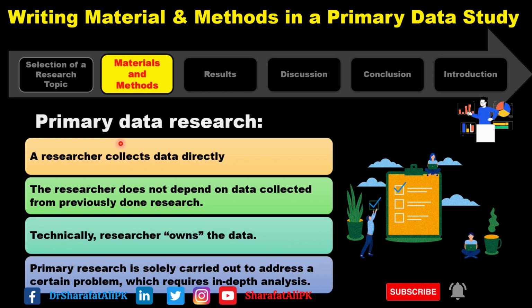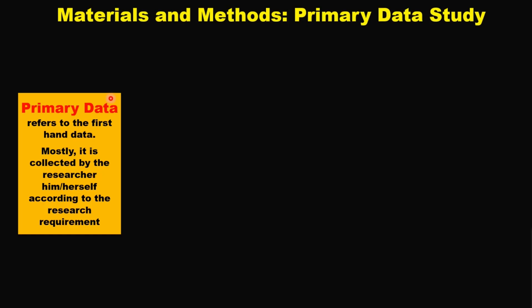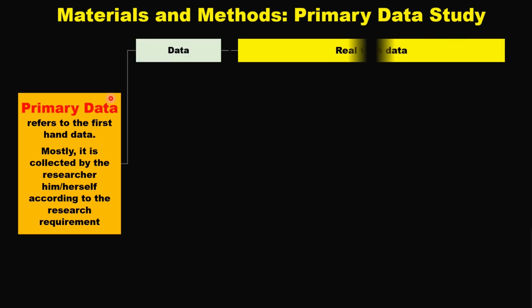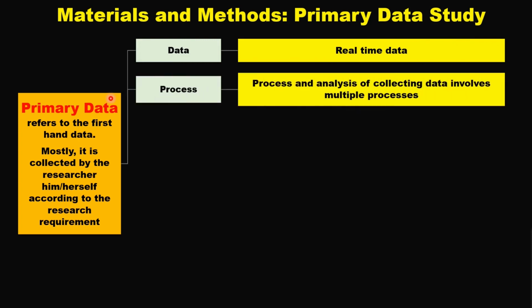Primary data studies generally are carried out to address a certain problem which requires in-depth analysis. Primary data is generated by the researcher. The primary study researchers design surveys, interviews, and experiments especially for understanding and solving the research problem at hand. Generally, primary data is real-time data. The collection and analysis of primary data involves multiple processes.